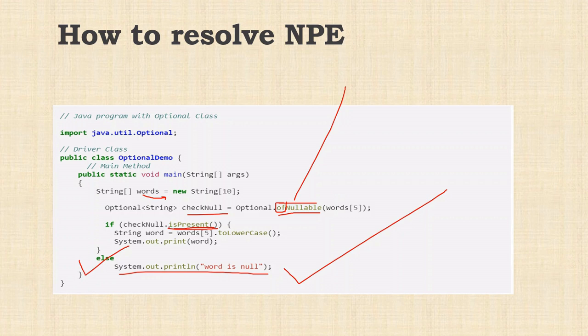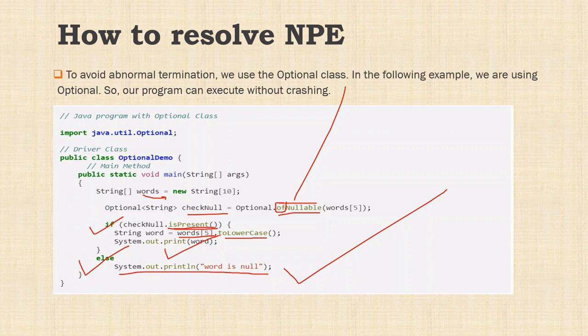If the value is present, then the if block will be executed. In this scenario, it will provide the lower case of word 5. That means it will fetch one string, convert it into lower case, and print that string in lower case. So like this, we can handle NullPointerException with the help of the Optional class. Let's move on to another example.